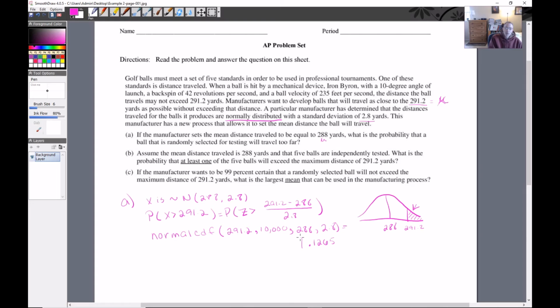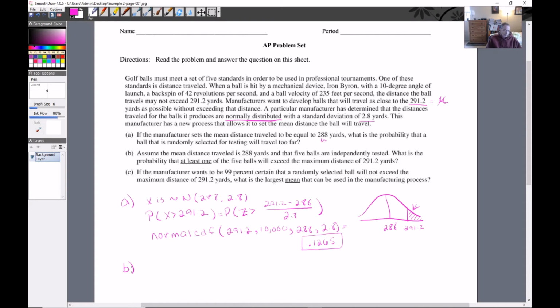So that's the probability of seeing a golf ball go farther than they want it to. Okay, let's go on. So let's set up for B here. Assume the mean distance traveled is 288 yards and that 5 balls are independently tested. Oh, 5, okay. So they either go too far or they don't. What's the probability that at least one of the balls will exceed the maximum distance of 291.2 yards?